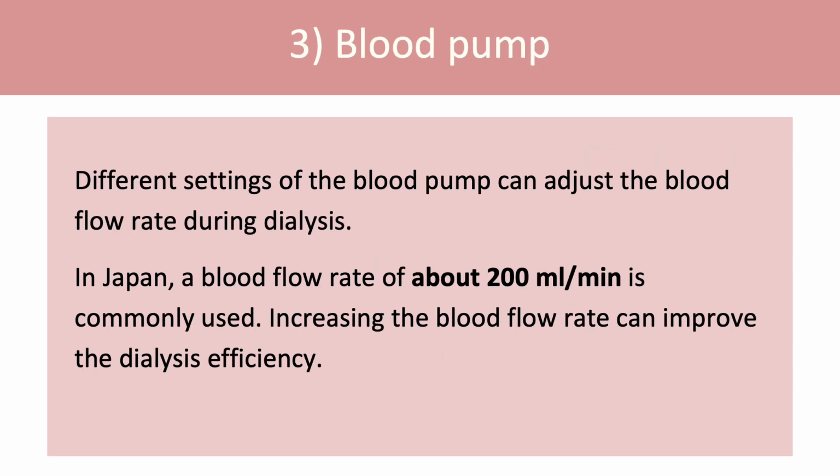The third component is the blood pump. The blood flow rate can be adjusted using the settings of the blood flow pump. The most common blood flow rate for dialysis in Japan is 200 milliliters per minute. The dialysis efficiency can be improved by increasing the blood flow.